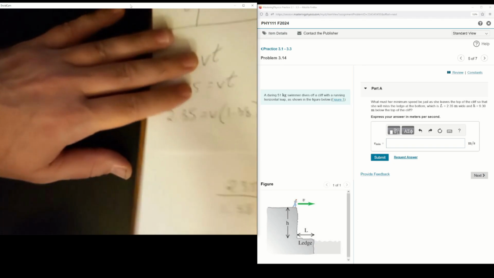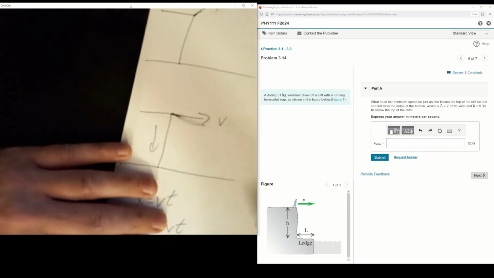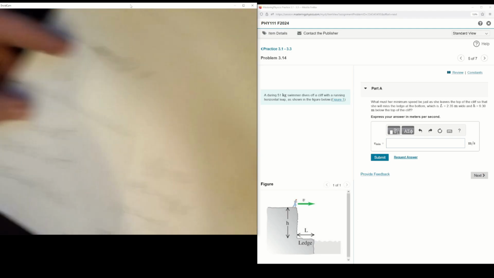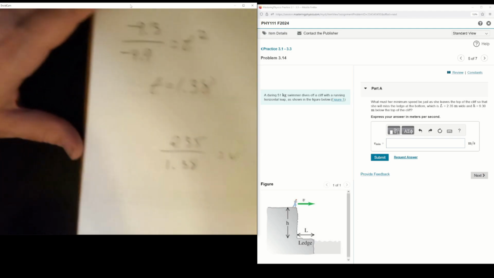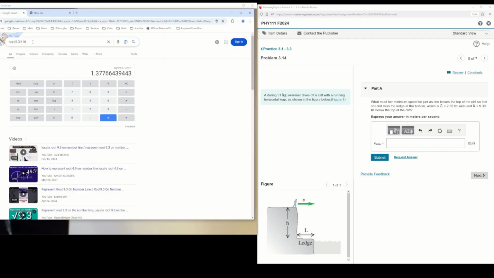Now, why do we say minimum? Because if the person jumped really fast, then they'd obviously clear the ledge. So the faster your speed, the more you will clear the ledge. So we're looking for the minimum speed, the minimum speed where she's just going to clear the ledge. And that's what it is, 2.35 divided by 1.38.